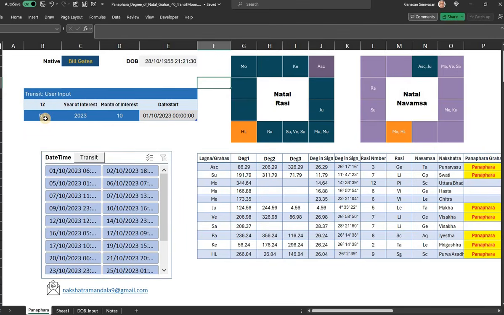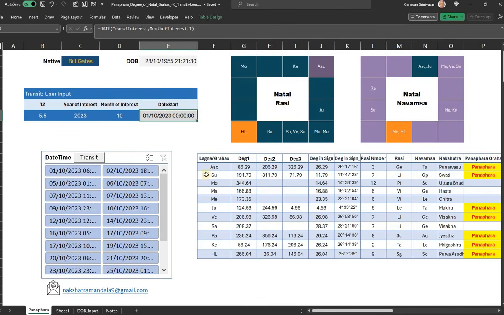You have to give where you are going to trade from, in which time zone you are going to trade from, what is your year of interest, which year you are going to trade, which month you are going to trade. This I have put as October. So I just start with the first day of that month.